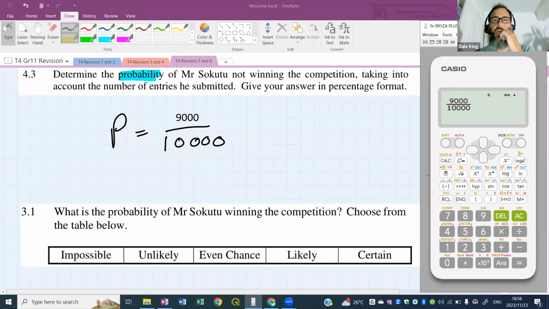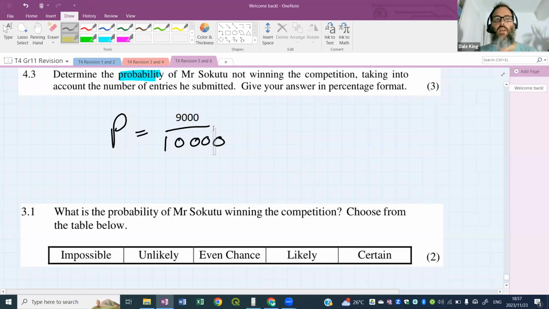All right. Now we need this as a percentage. So you all know that we have to multiply this by 100. Well done, Keon. Very good. So that's 90%. So just remember, at the bottom of the probability fraction, it's all the possibilities. In this case, the chance of him winning was 1,000 out of 10,000. So what's the chance of the people that didn't win? Well, there's 9,000 out of that 10,000 that didn't win. So those are the losing entries.